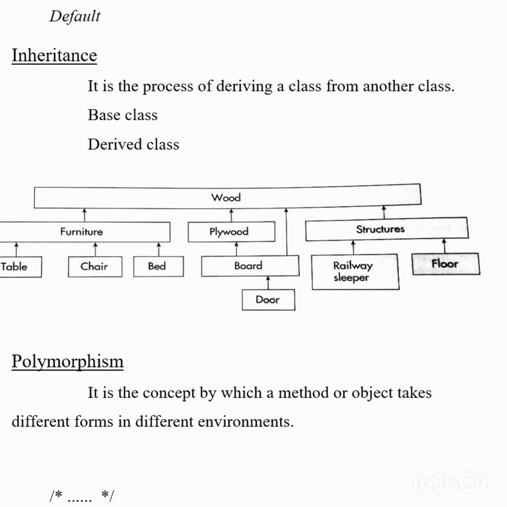Here is an example. The superclass is wood. The superclass is inherited by furniture, plywood, and structures. The furniture is inherited by table, chair, and bed, whereas the plywood is inherited by board, the board is inherited by door, and so on.